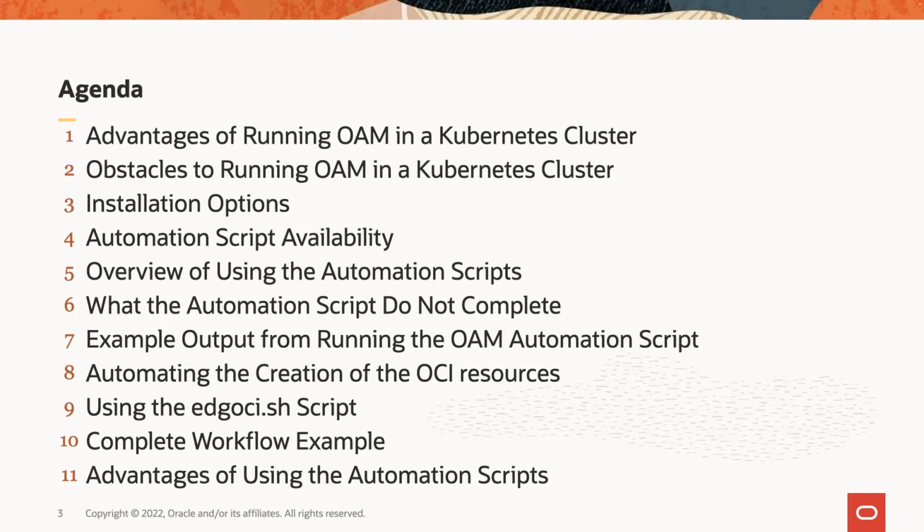Today we will cover the advantages and obstacles to running OAM in a Kubernetes cluster and provide two different installation options. The majority of the session will focus on the automation scripts themselves, providing some details about how they work, what steps still require manual configuration, and a sample walkthrough of using the scripts to build an OAM environment in a Kubernetes cluster running in OCI.